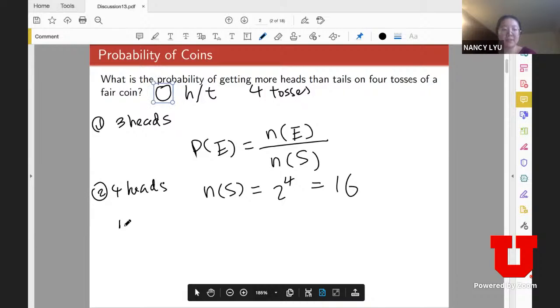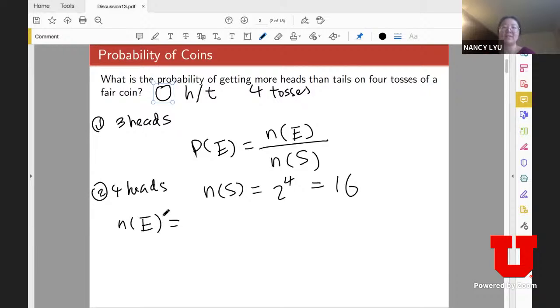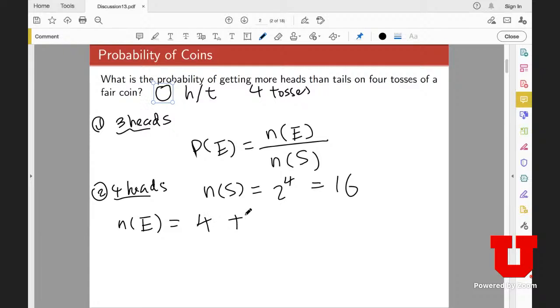And what about the number of outcomes with more heads than tails on 4 tosses? I have 2 cases where you can have 3 heads or you can have 4 heads. And you want to add these 2 cases together. So I think there's 4 ways to get 3 heads and then 1 way to get 4 heads. So it'd be 5 ways in total.